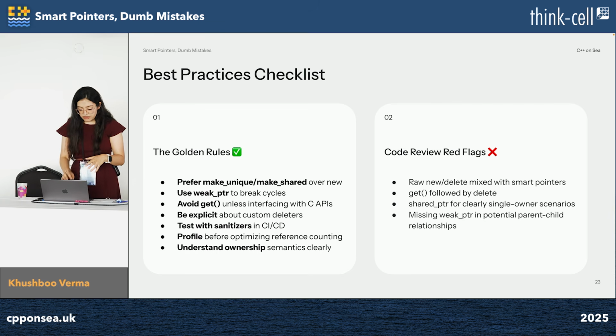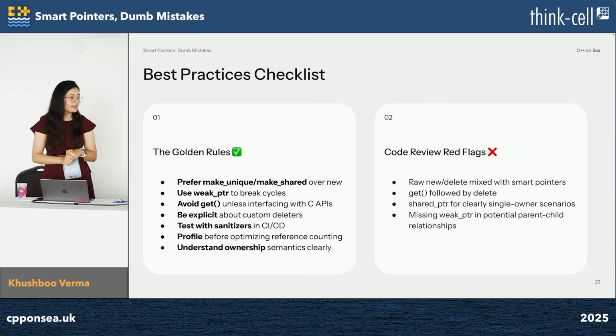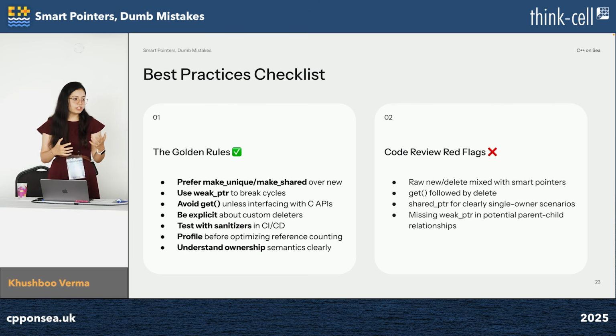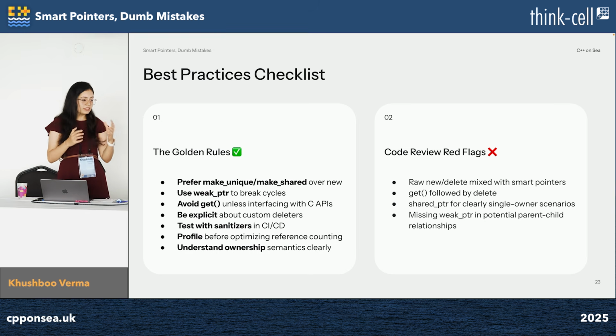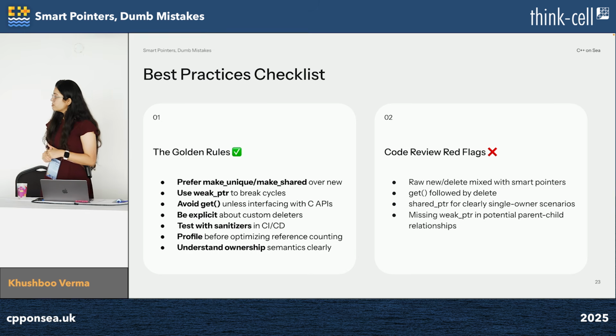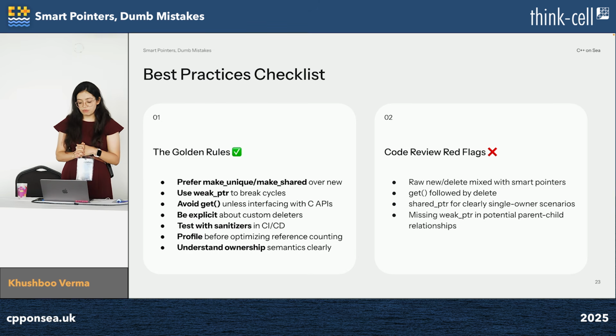And whenever there are single owner use cases where there needs to be a single owner of a resource, and someone has used a shared pointer, please try to see if it was actually relevant there. And if there are parent-child relationships, make sure that a weak pointer is also used in conjunction with the parent shared pointer so that the cyclic dependencies do not happen. So these rules will most likely prevent 90% of the issues that you might face with smart pointers.